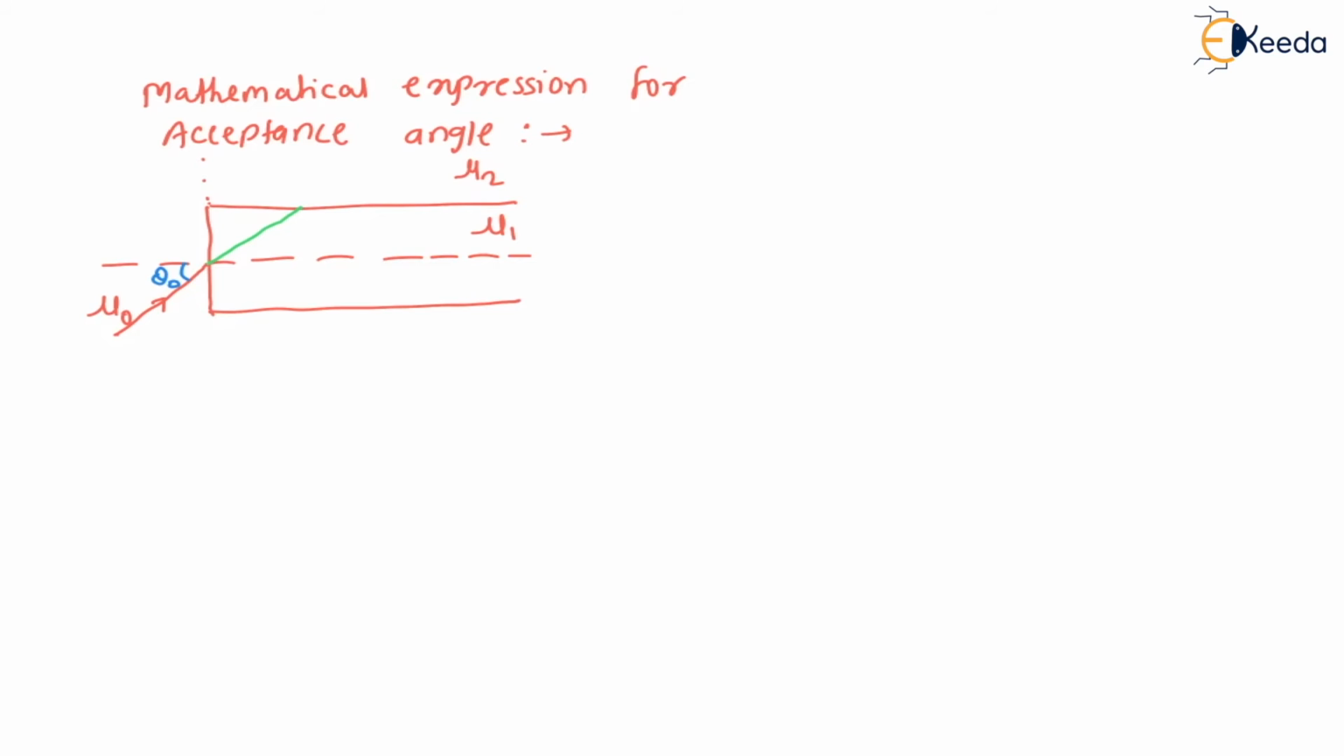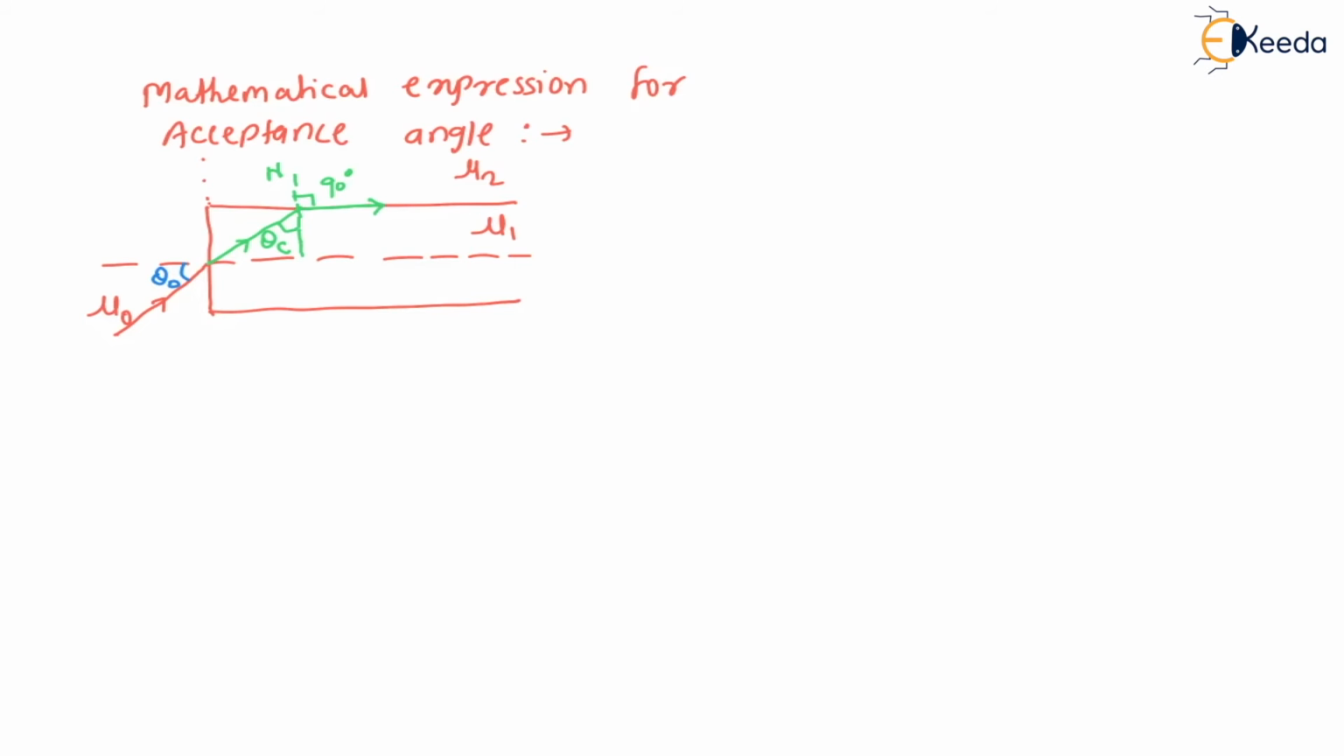Here we will draw one normal. So this is the normal. Let this angle of incidence be theta c, that is the critical angle. And then we know that when light hits the wall at an angle which is equal to the critical angle, the refracted ray will be perpendicular to the normal. This is the normal, so this angle will be 90 degrees.